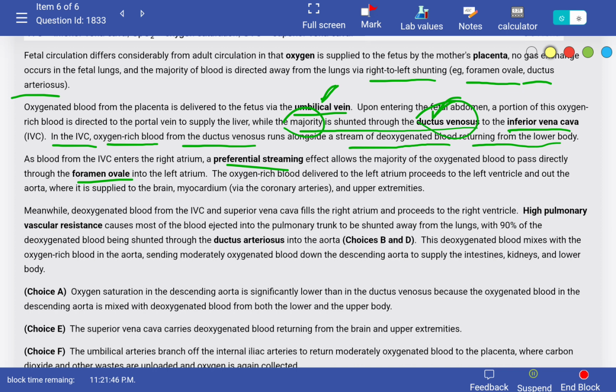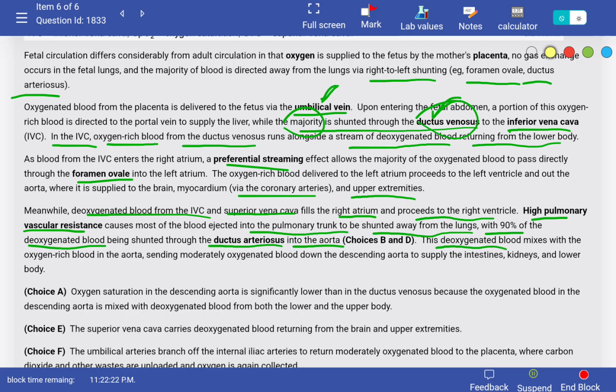The oxygen-rich blood delivered to the left atrium proceeds to the left ventricle and out of the aorta, where it is supplied to the brain, myocardium via the coronary arteries, and upper extremities. Meanwhile, deoxygenated blood from the inferior vena cava and superior vena cava fills the right atrium and proceeds to the right ventricle. High pulmonary vascular resistance causes most of the blood ejected into the pulmonary trunk to be shunted away from the lungs, with 90% of the deoxygenated blood being shunted through the ductus arteriosus into the aorta, right?